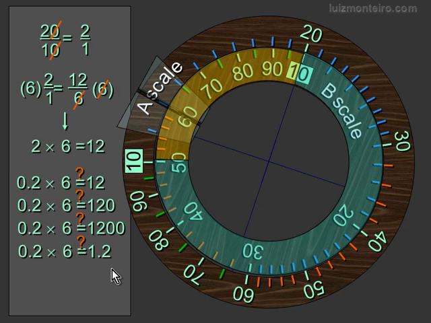Now an example, 0.2 times 6. Well, we do exactly the same thing. It's going to be 12 or 120 or 1,200 or 1.2. 12 doesn't make sense. It's probably going to be less than 12. So it's going to be 1.2.